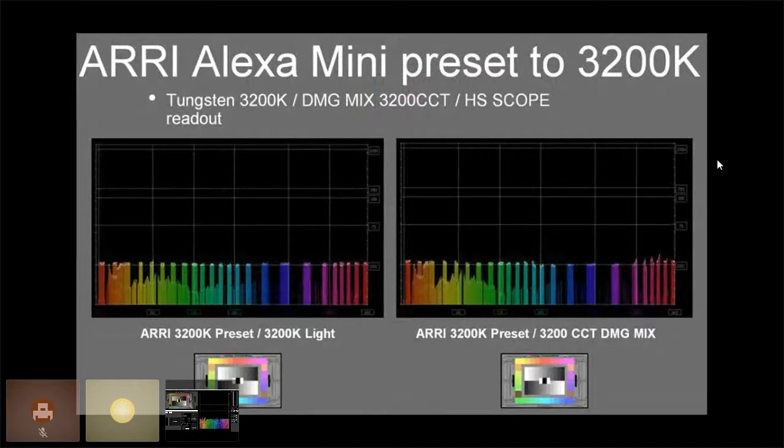So we actually looked at the ARRI Alexa Mini. We put that up, put it on the DSC Labs chart, read it in the HS scope, lit it with a 3200 degree true tungsten source, and then said, okay, DMG, let's put your light to your preset of 3200. And that's the results we got. And we sat back and said, well, you hit the mark.